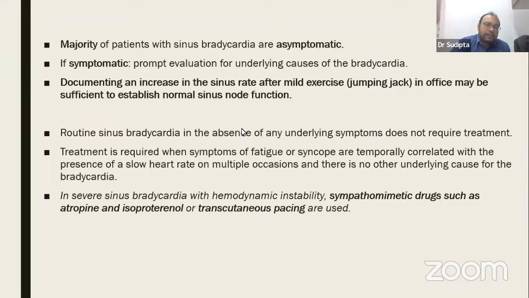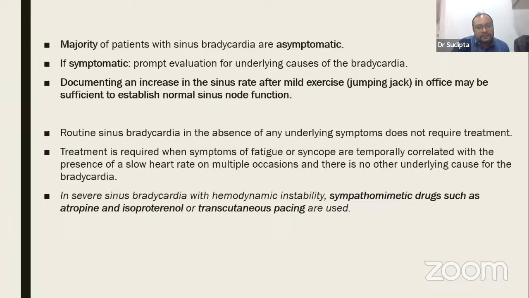In simple office practice, we can ask the child to do some mild exercise, such as jumping jacks, and document an increase in the sinus rate, which shows that normal sinus node function is present. That might be reassuring for both the parents and the physician. However, in case of severe sinus bradycardia with hemodynamic instability, sympathomimetic drugs such as atropine or isoprenaline might be required, or transcutaneous pacing might be used.